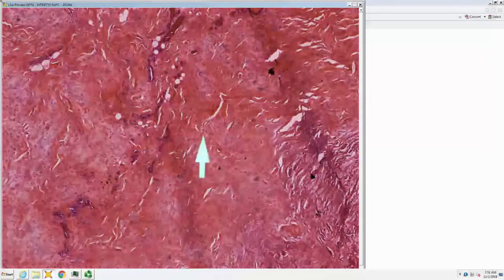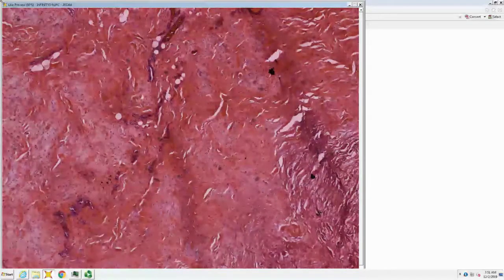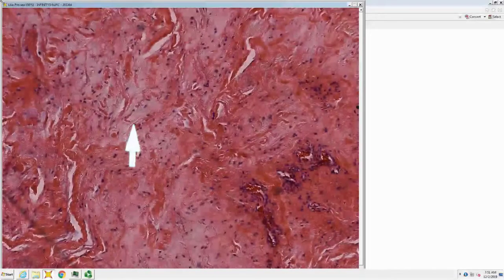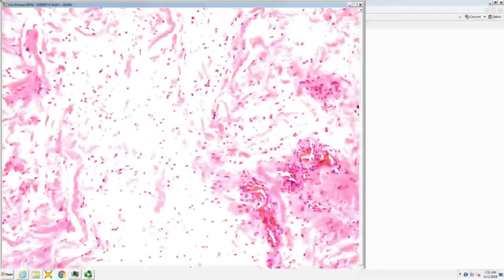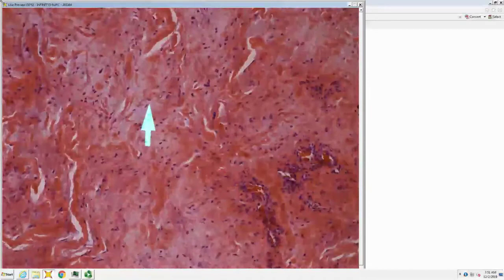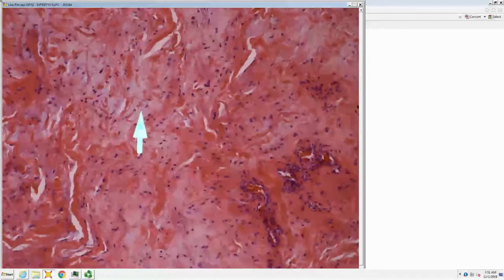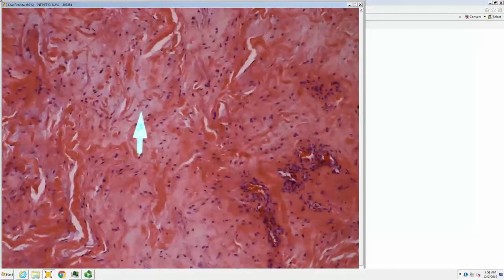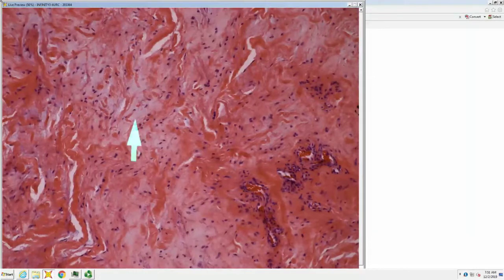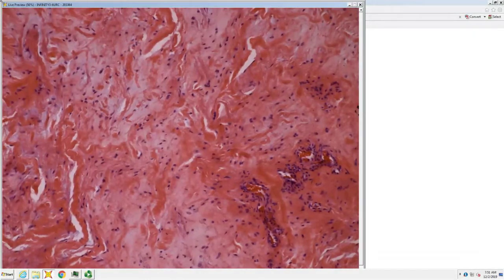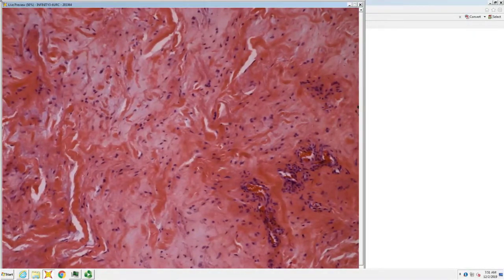So what's the pink stuff? Collagen. What's the amphiphilic stuff? Looks a lot like solar elastosis. So elastin. Do you know any kind of elastofibroma? Elastofibroma dorsi. Where does it occur? On your back. Right? That's why it's called elastofibroma dorsi.